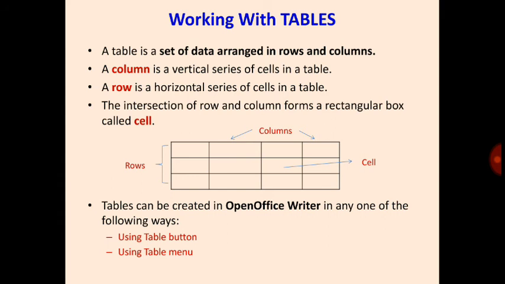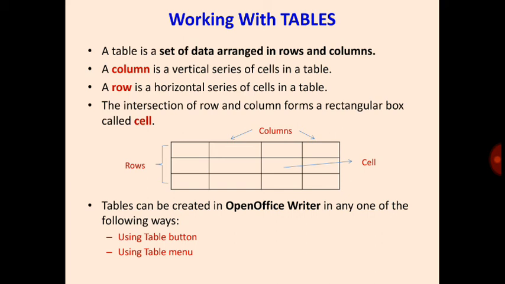Let us see how to work with tables first. A table is basically a set of data arranged in rows and columns. A column is a vertical series of cells in a table. A row is defined as a horizontal series of cells in a table. The intersection of rows and columns forms a rectangular box that is called a cell. In the given figure, we can see that there are four columns, 3 rows and 12 cells.